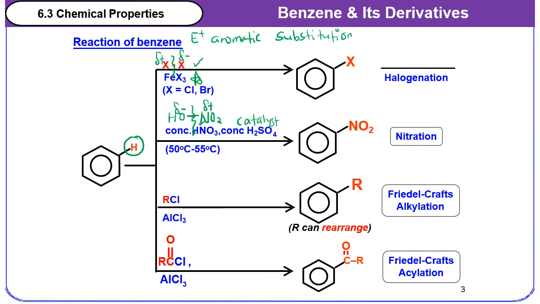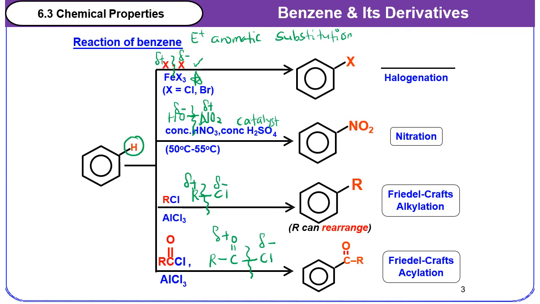For RCl, that means the haloalkane, the bond will break between the alkyl group and the halogen, which is chlorine in this case. So Cl is partially negative and the alkyl group is partially positive. Another one is the reaction with acyl chloride, a similar case as well. The bond will break between the carbon and chlorine, so chlorine is partially negative and carbon is partially positive. All these use a catalyst.